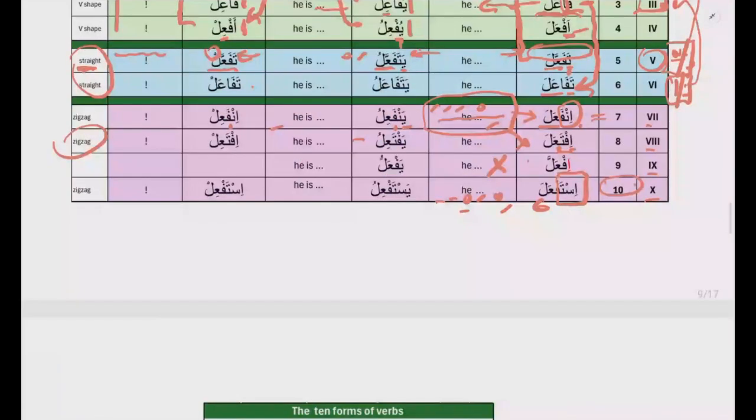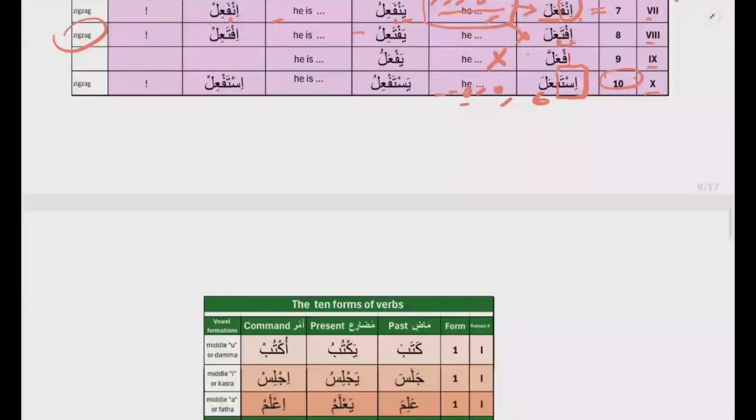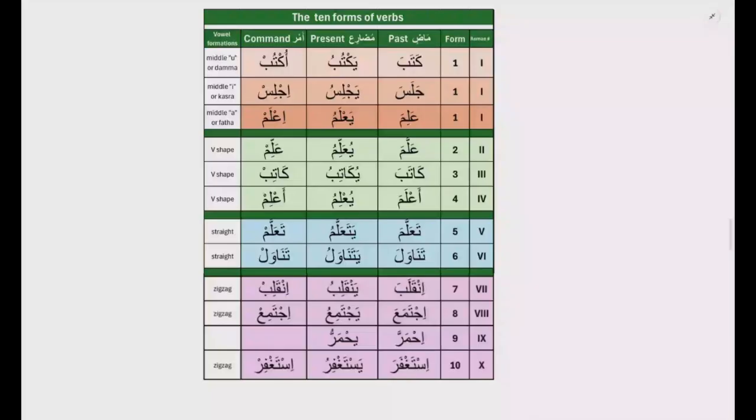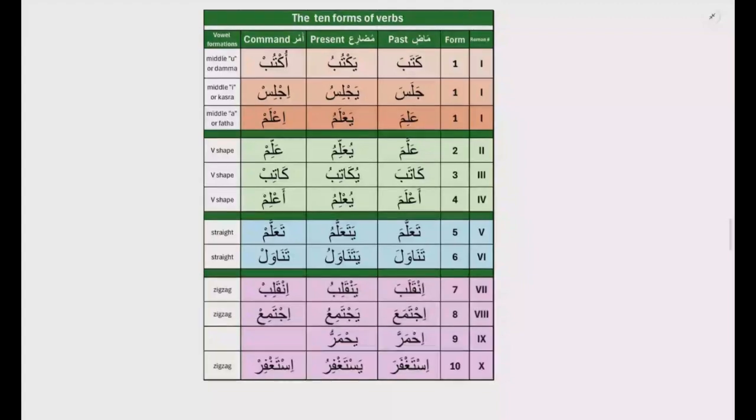Okay, let's look now at specific verbs. I learn my 10 forms with a specific example of a real word, right? So we have kataba, which is a real word, and that's why we used it with uktub. And jalasa is a real word, to sit. Ijlis is sit. Alima is to know, and i'lam is to know, is an imperative or a command.